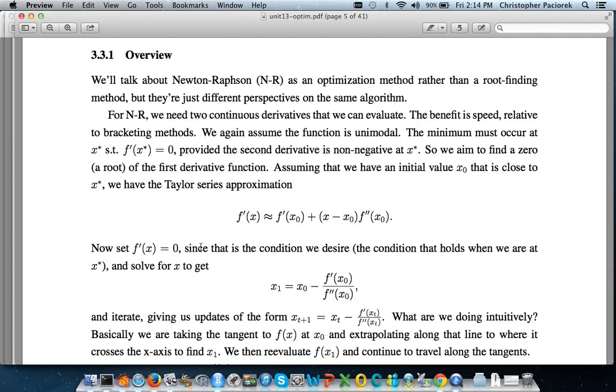How many of you have actually seen, did I ask this last time? How many of you have seen Newton's method? Okay, so a bunch of you have. So this is, I guess, review for a lot of people, which makes sense.